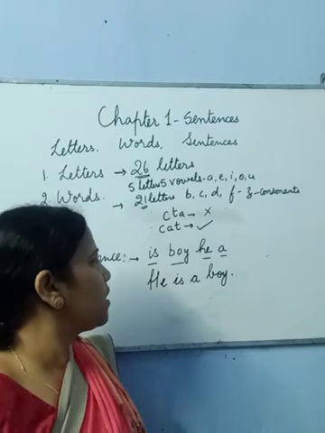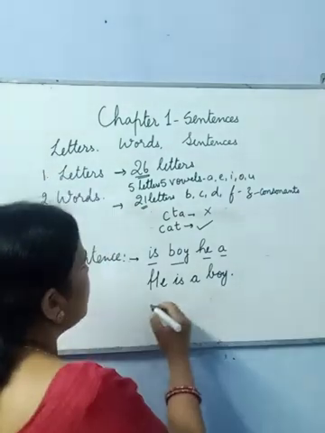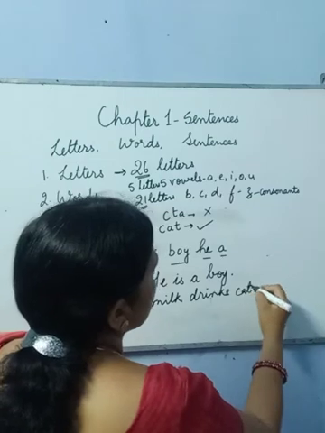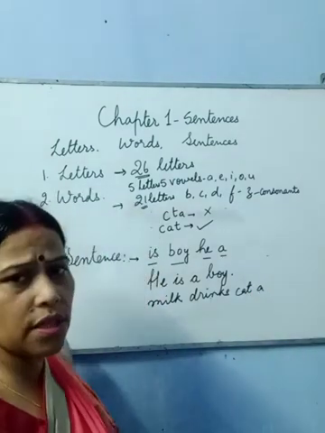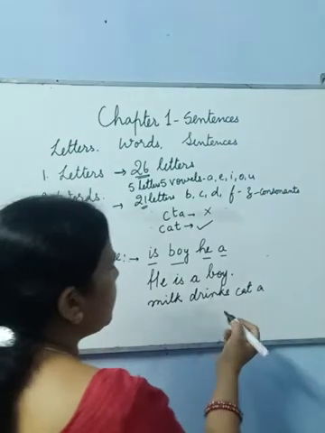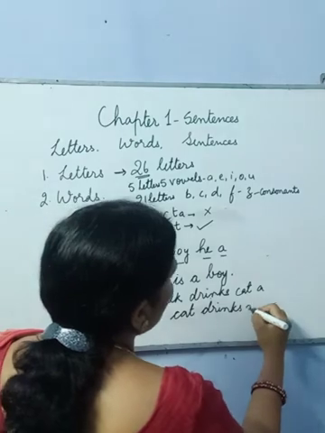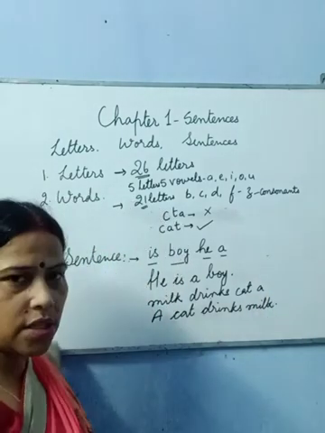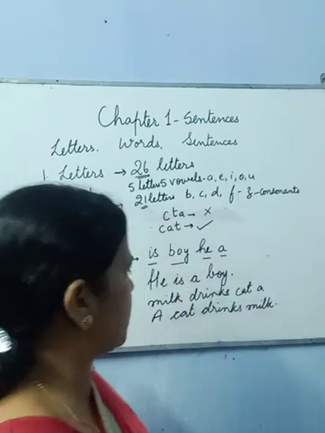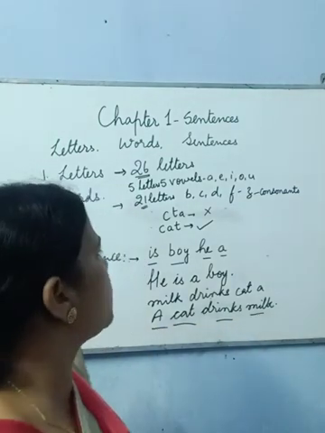Now when I tell this sentence, you will understand that it is making complete sense, that he is a boy. Similarly, milk, drinks, cat. Here also, these are words. Are they in proper order? Does it make any sense? No. Now I will arrange it: A cat drinks milk. Now it is making sense. The group of words arranged in proper order making sense is known as a sentence.